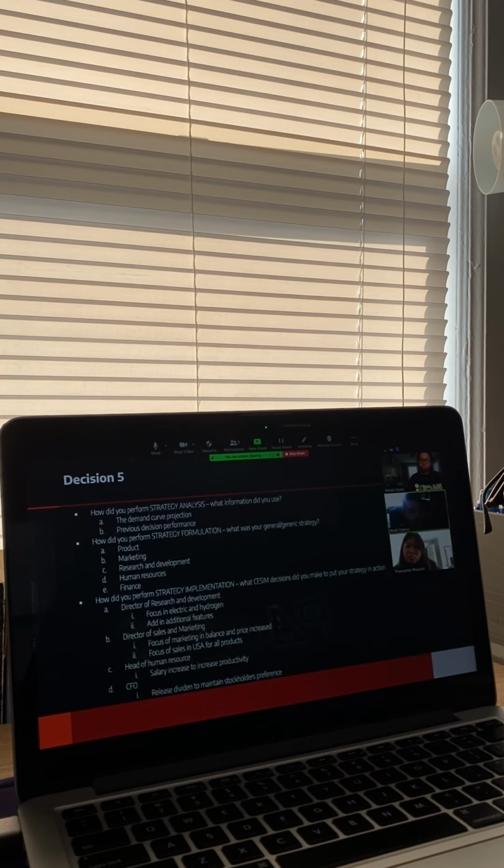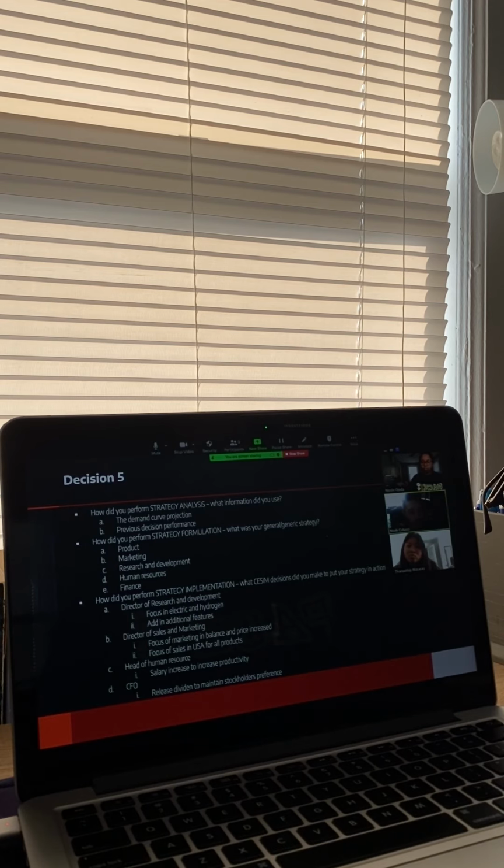As we move into week 5 now, we again want to look back at the demand curve projection as well as our performance from previous decisions. For strategy formulation, we looked again at product, marketing, research and development, human resources, and finance. We implemented the strategy that we have been going with. The Director of Research and Development continued to focus on electric and hydrogen due to the fact that combustion vehicles have been on the decline and these have been more in demand, as well as adding additional features to these vehicles.